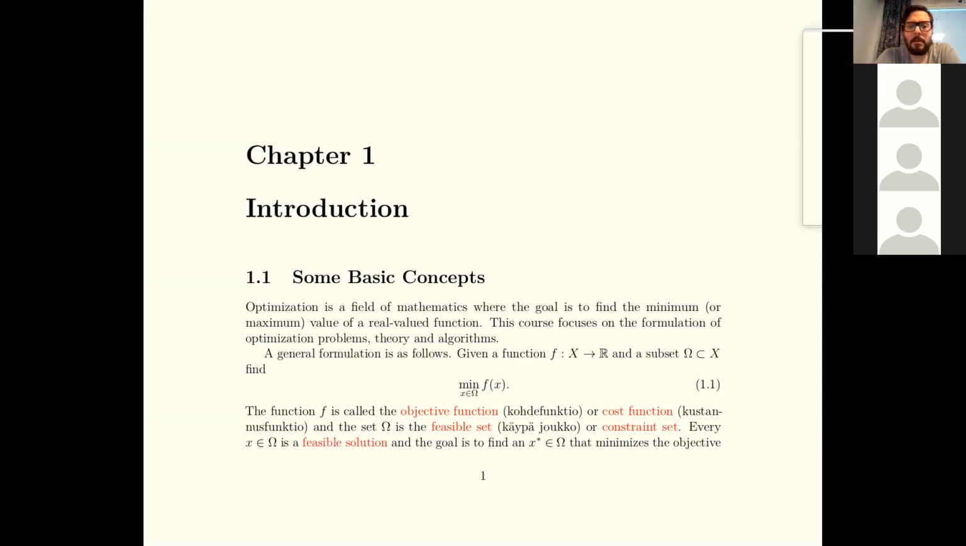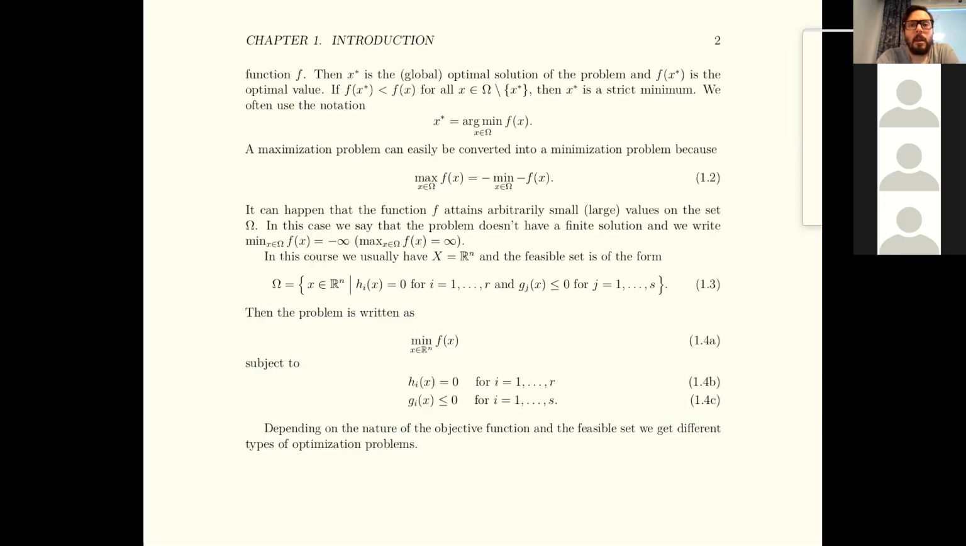And then the goal is to find an object in the feasible set that minimizes the objective function or the cost function, the minimum cost point. And we say that this X star is the global optimum to this problem, and f of X star is the optimal value. So remember, the optimal solution is the point, and the optimal value is the value you get.